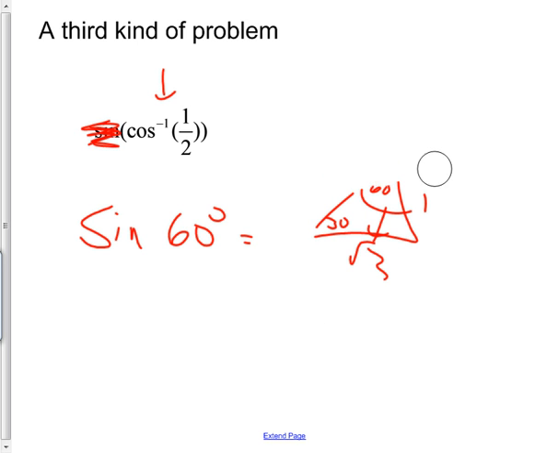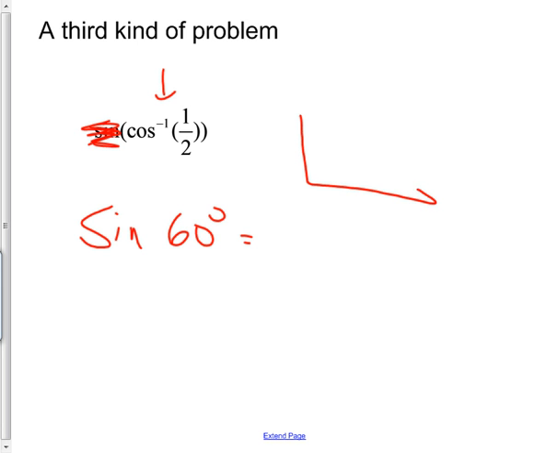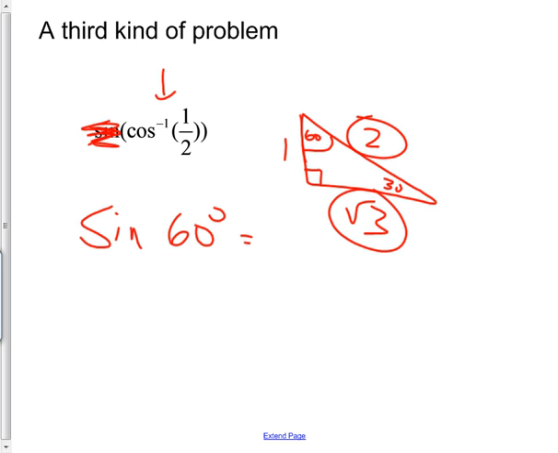It's sine of 60. I'm going to redraw that triangle a little less messy. 30, 60, 90. 1, 2, square root of 3. Now, what's the sine of 60? Sine is opposite over hypotenuse. So I got to go here, over there, root 3 over 2. Okay?